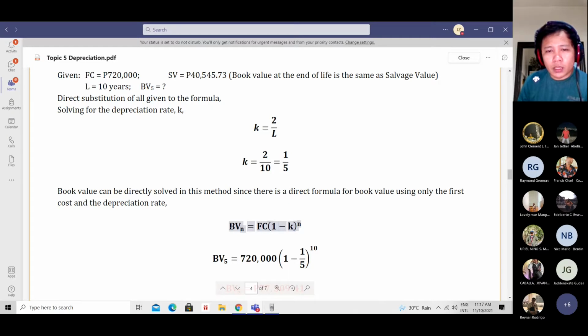Sir, since we need the book value, we don't need to solve for the annual depreciation D? Yes. For this problem, your book value is not dependent on the annual depreciation or the total depreciation. It's not dependent on any of those. As long as you know the formula, the first cost, and you solve the depreciation rate, then it's okay. You can solve immediately.